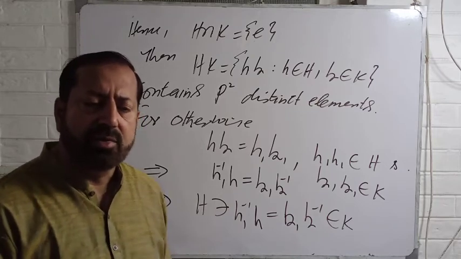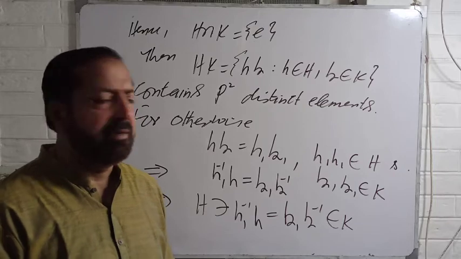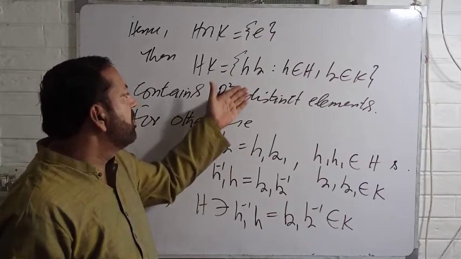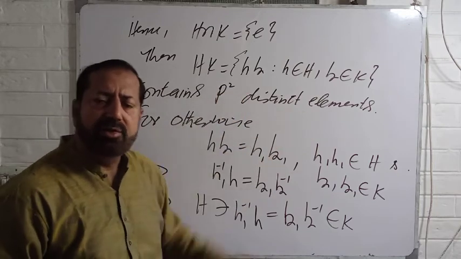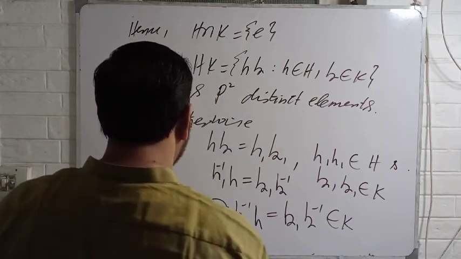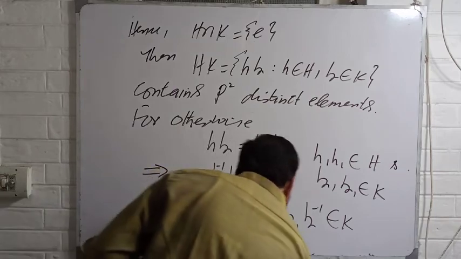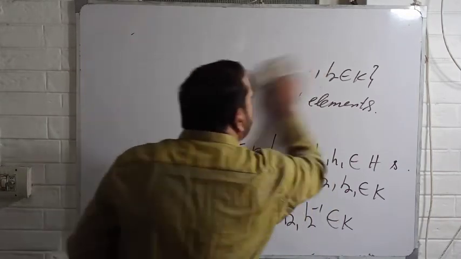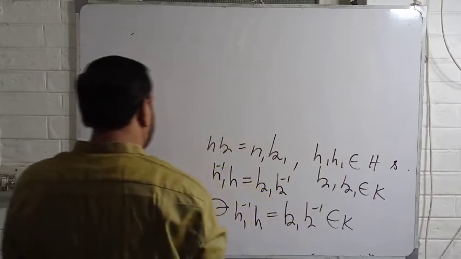This means that H is equal to H1 and K is equal to K1. Hence, this representation is unique. So, there are P square distinct elements. Okay?